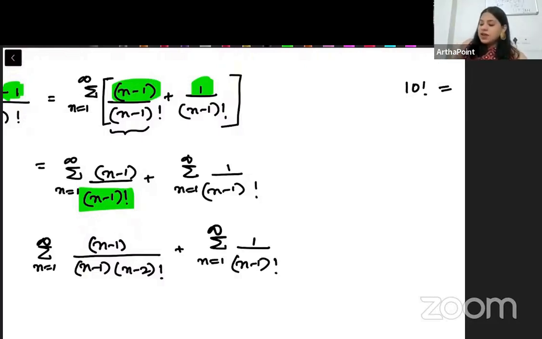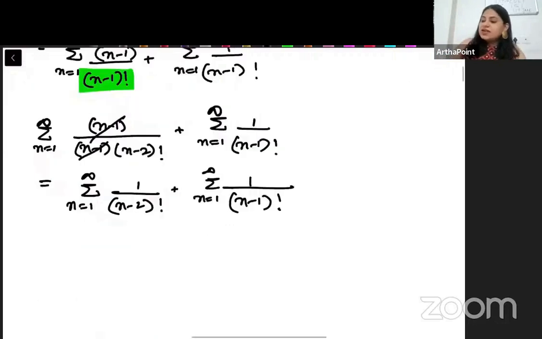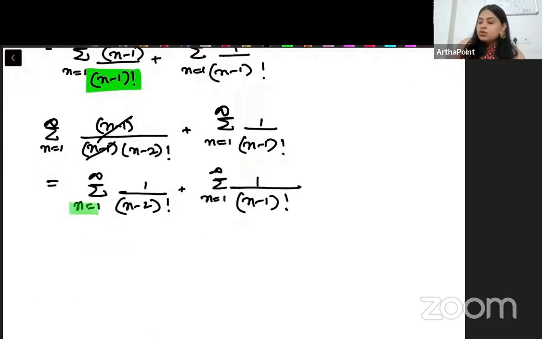Now, beta, this (n minus 1) and (n minus 1) will get cancelled out. So the summation for n equal to 1 to infinity of 1 upon (n minus 2) factorial, plus the summation for n equal to 1 to infinity of 1 upon (n minus 1) factorial. Beta, the moment you have reached this step, nobody can stop you from solving this question. Think about it. Can I go ahead and say that here n starts from 1 and goes till infinity.